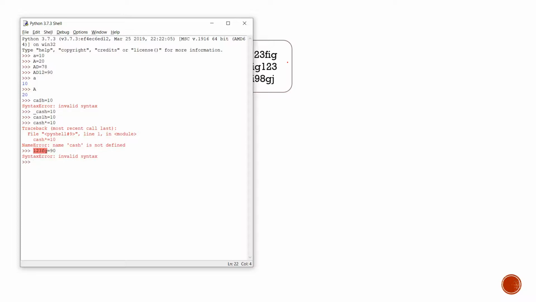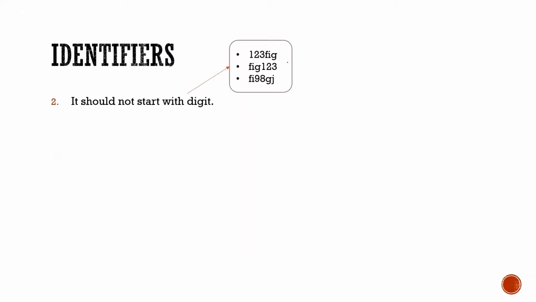So from this we came to know, if our digit is at the end or in the middle of an identifier, then it is valid. If a digit is at the first place, then it is not valid. It results in an invalid identifier. So our next rule is that it should not start with a digit.